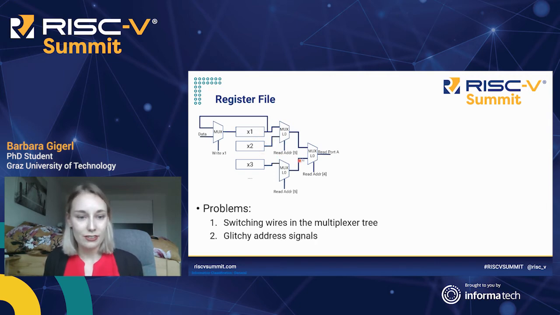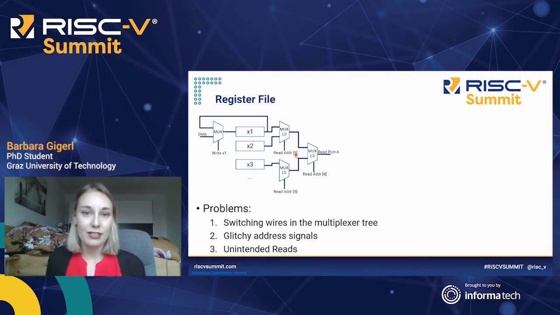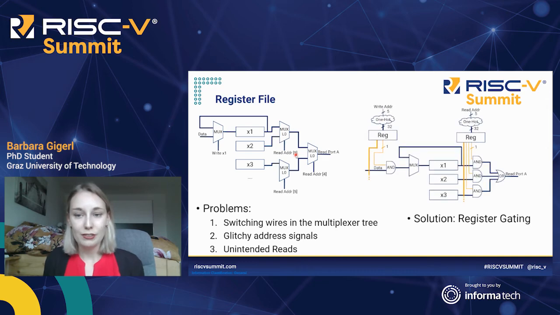But also the address might be glitchy, and there are even unintended reads in the EBX Core, which means that, for example, the instruction add immediate x1 5 will read register x1 and also x5, even though we do not need it, just because the decoder directly interprets the instruction bits and puts them as a read signal into the register file. How do we solve that?